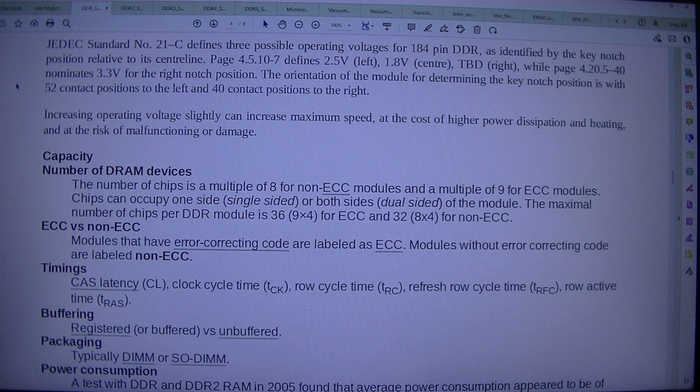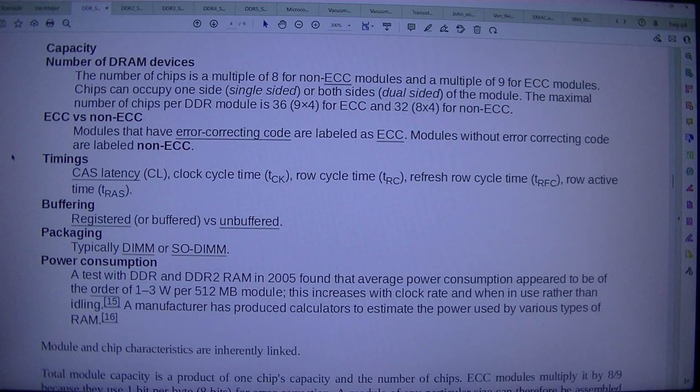The orientation of the module for determining the key notch position is with 52 contact positions to the left and 40 contact positions to the right. Increasing operating voltage slightly can increase maximum speed, at the cost of higher power dissipation and heating and at the risk of malfunctioning or damage. Capacity: number of DRAM devices. The number of chips is a multiple of 8 for non-ECC modules and a multiple of 9 for ECC modules.